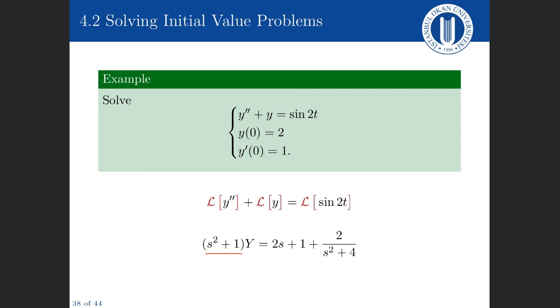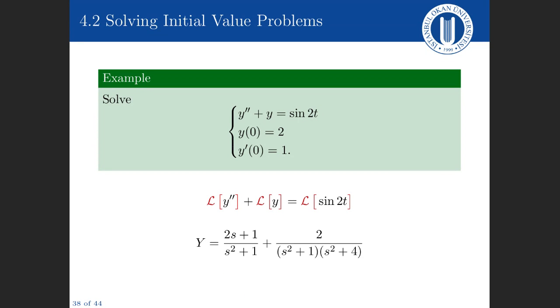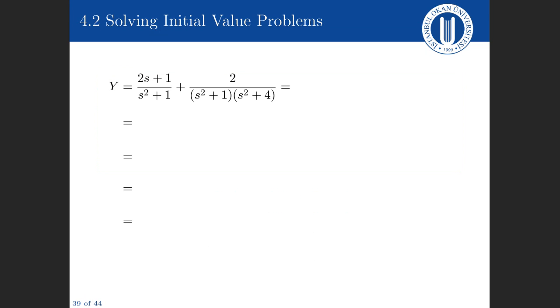Then to find y, we can divide both sides by s squared plus 1. Capital Y is 2s plus 1 divided by s squared plus 1, plus 2 over s squared plus 1 times s squared plus 4. Then we need to use partial fractions. And we're going to be using partial fractions on this second term. I want something over s squared plus 1 plus something over s squared plus 4.